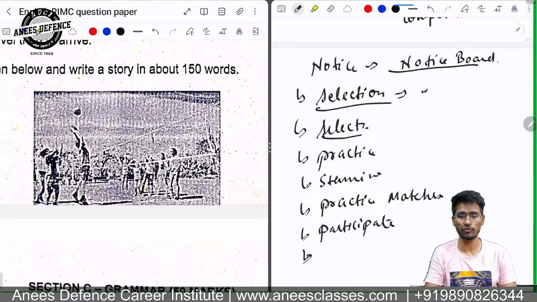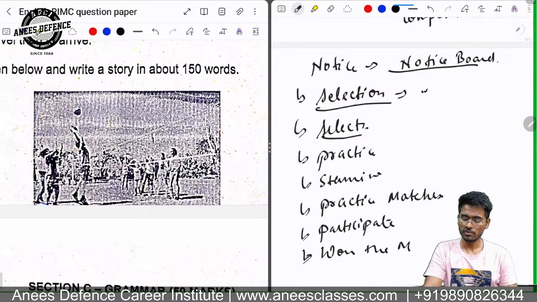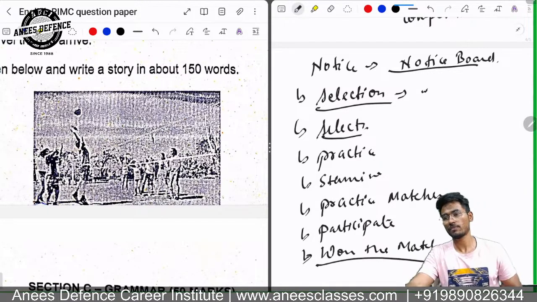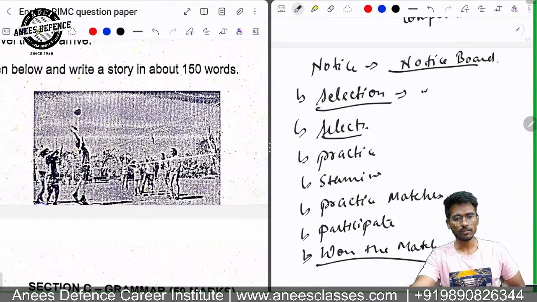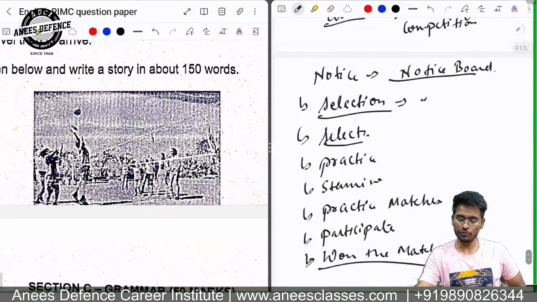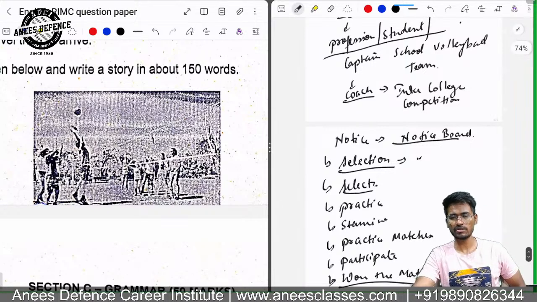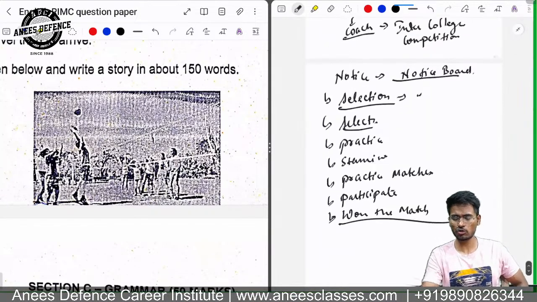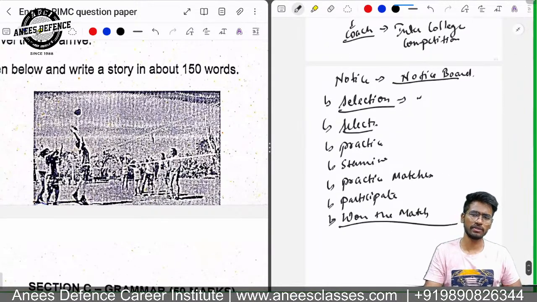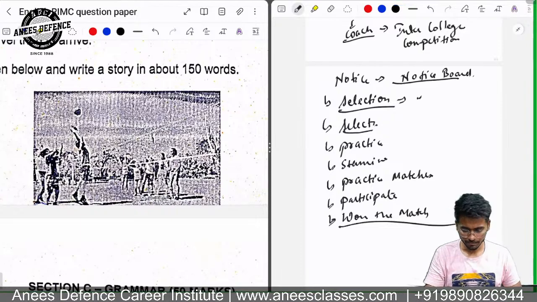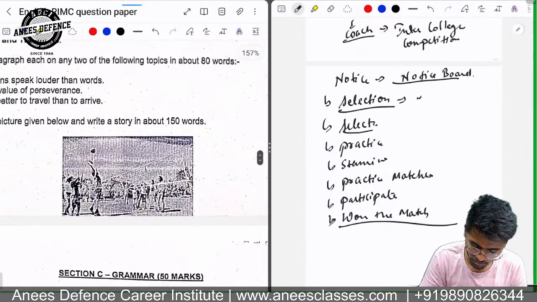Now it's your story. If you feel that your team has won, then you can write that you won the match. This would be a decent story on this particular picture. If you have written something like this or anything which is close to this, then you are correct, and you'll get good marks. So I hope we have solved this question also.